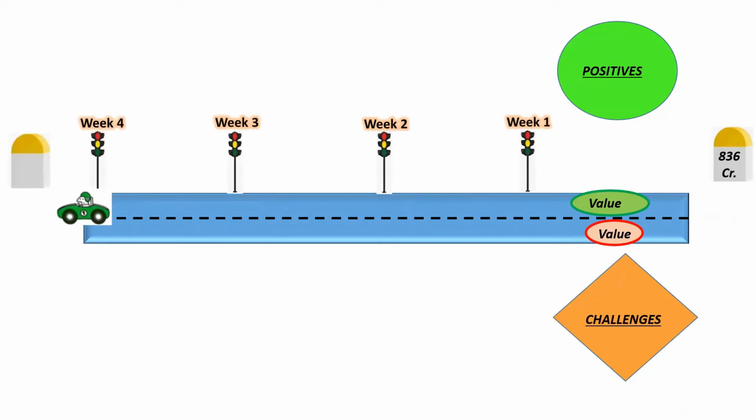So likewise, we can show the moving car and highlight every week or every quarter with some positives, negatives, challenges, values, whatever we can show. At every stop we can show some highlights for that particular week or quarter. We can even show the targets taken at the month beginning, quarter beginning or year beginning, and the target we have achieved at the end. So likewise, we can show the animation, which will be very effective.